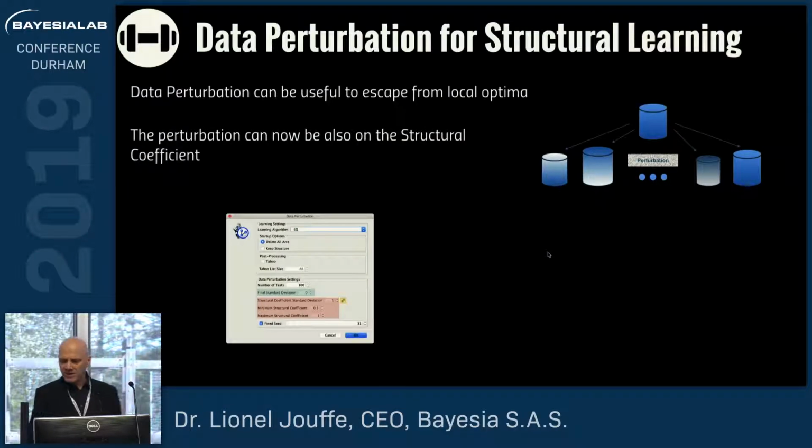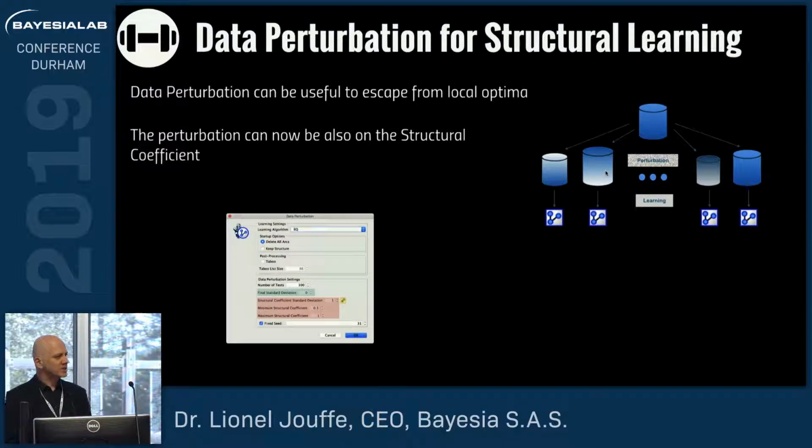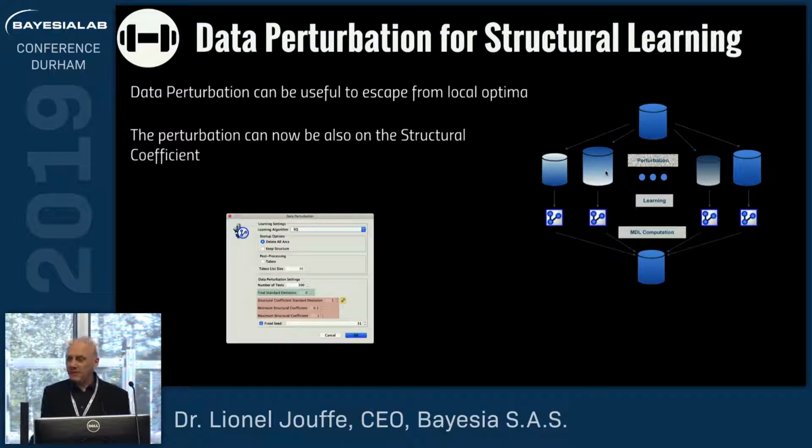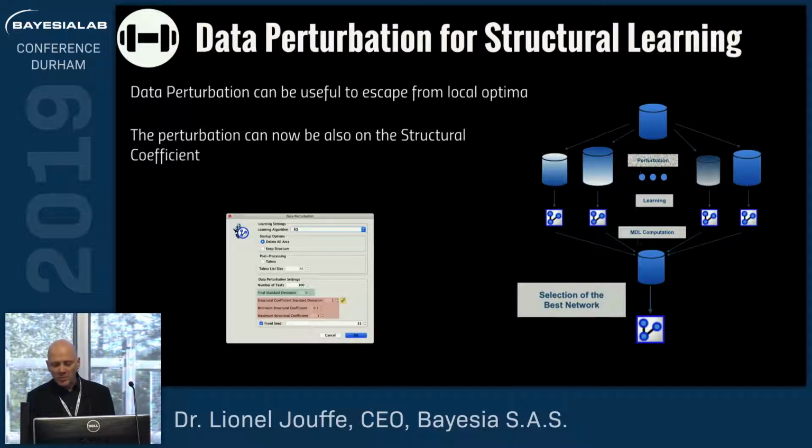So with that, as I said, I have my original data set. And I'm going to generate 100 data sets with different weights, different structural coefficients. So this is the reason why you have different colors for the weight and different size for the structural coefficient. Once I have these 100 data sets, I'm going to learn a Bayesian network. Right? And then, at the very end, I'm going to compute the score of these 100 networks with the unperturbed data set, with the original one, and see if I was able to escape from a local minimum. So this is data perturbation for structural learning.